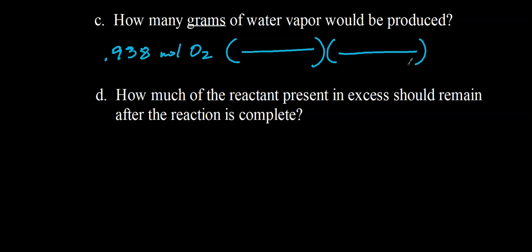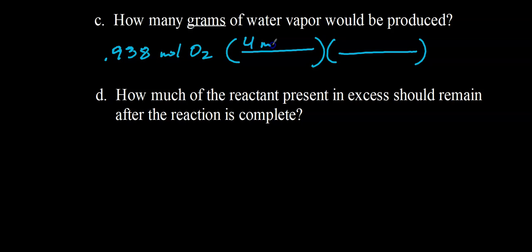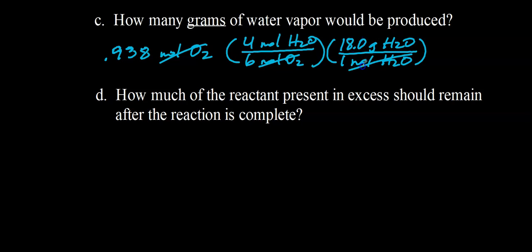We want to convert that to moles of water. According to our balanced equation, we have 4 moles of water for every 6 moles of oxygen. And then we want to find grams of water vapor that's produced. That should get us our answer. Go ahead and pause the video, punch that up. All right, so you should make 11.2 grams of water in this reaction.